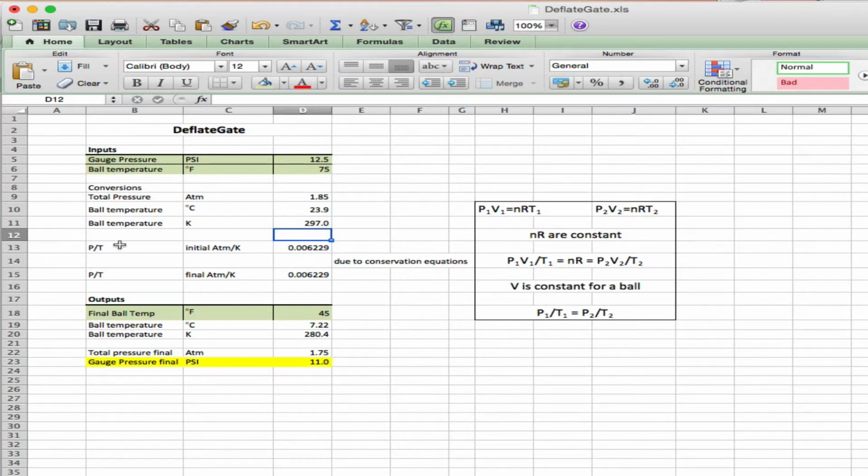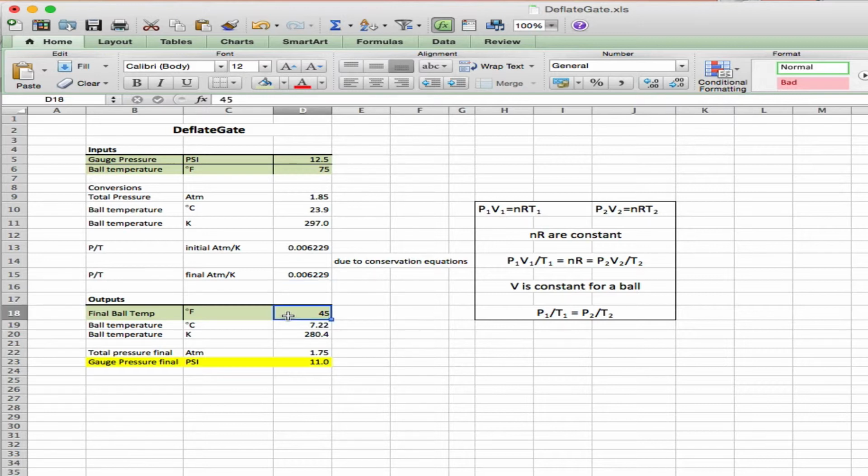All right, so here we go. P1 over T1 is 0.006229. Notice all I did is take D9 divided by D11. And our conservation equation says that the final P over T has got to be the same, so I've set them equal. And now we come down to the outputs.